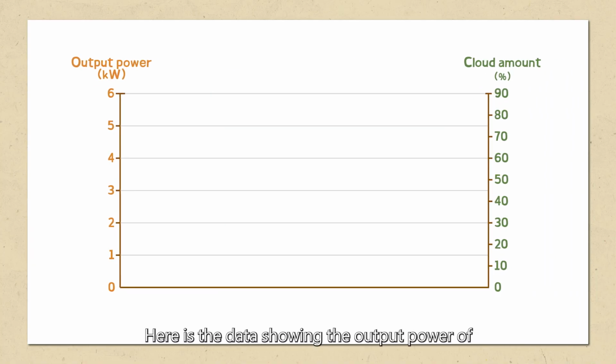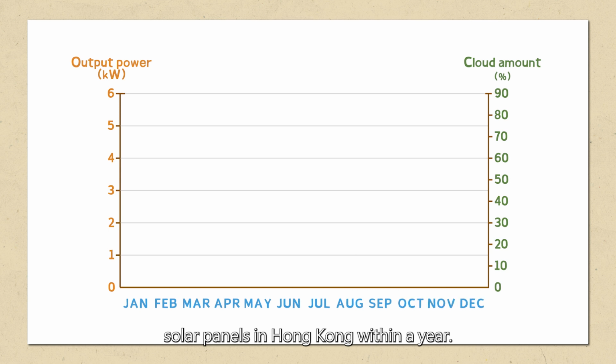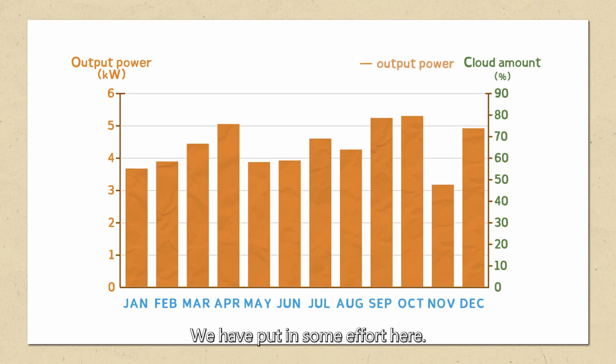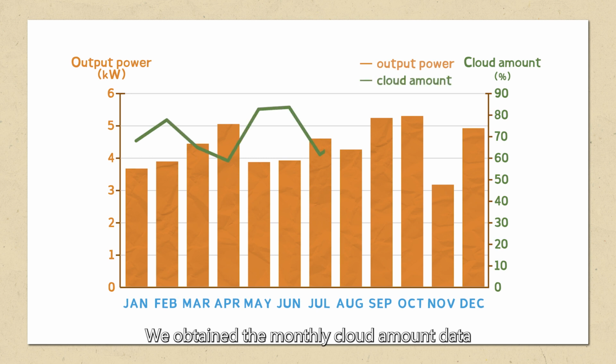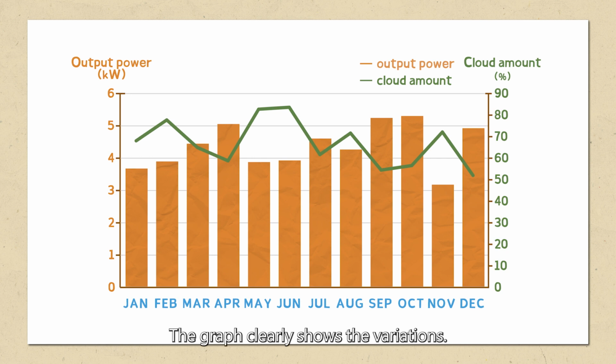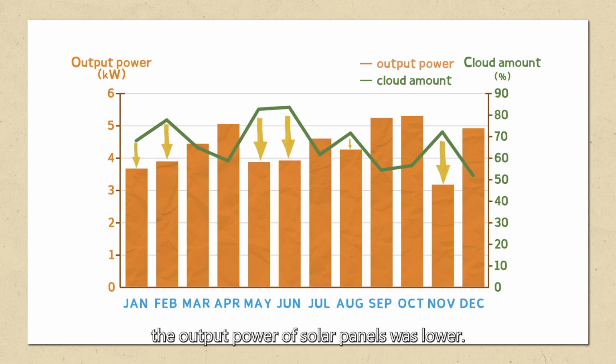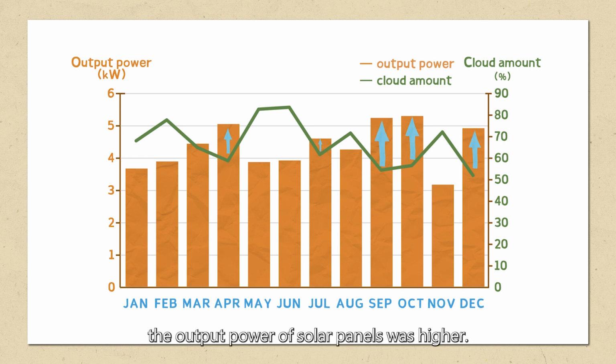Here is the data showing the output power of solar panels in Hong Kong within a year. We have put in some effort here. We obtained the monthly cloud amount data for a year from the Hong Kong Observatory. The graph clearly shows the variations. In the months with a higher amount of cloud, the output power of the solar panels was lower. In the months with a lower amount of cloud, the output power of solar panels was higher.